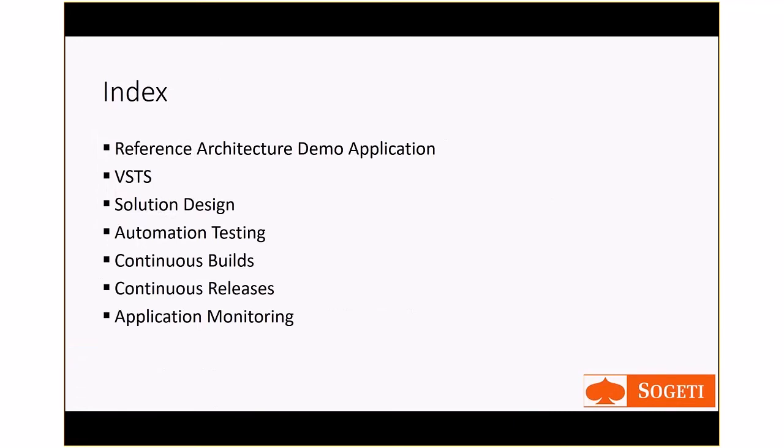Today we will look at the reference architecture application, Visual Studio Team Services, from the design point of view, and then from the QA automation testing. Then we will dive into the continuous builds, the continuous releases, and the application monitoring. Overall, we will see these aspects of DevOps implemented in our demo application. So let's take a look at it.